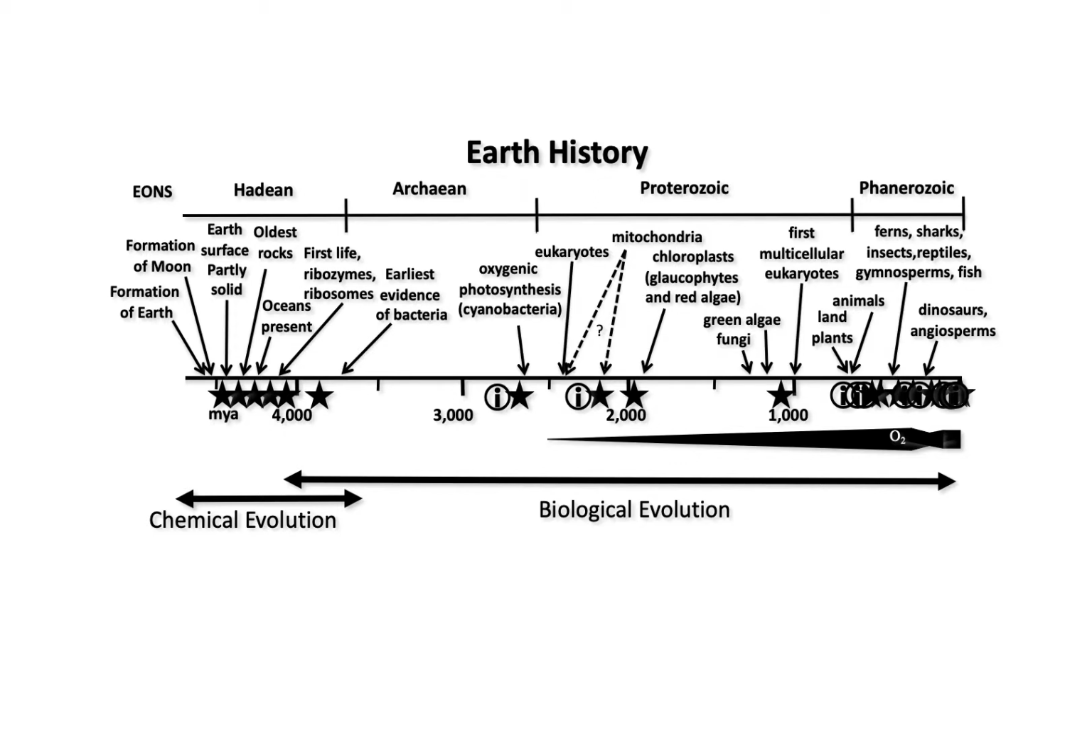So here I have another timeline, and you can see starting 4.55 billion years ago with the formation of the Earth, a lot of chemical evolution going on early on, as well as chemicals being delivered by meteors and comets and things like that. And then biological evolution starting around 4.2 billion years going to the present.